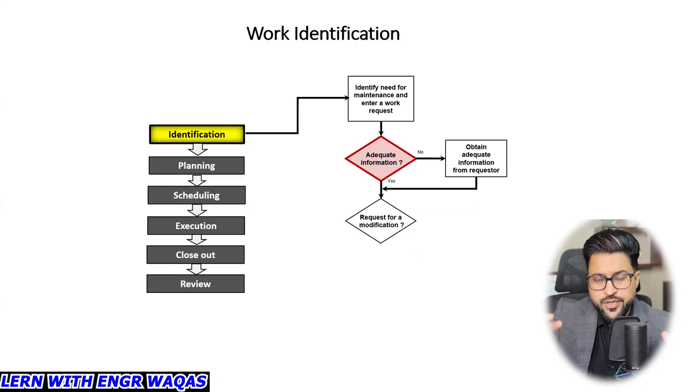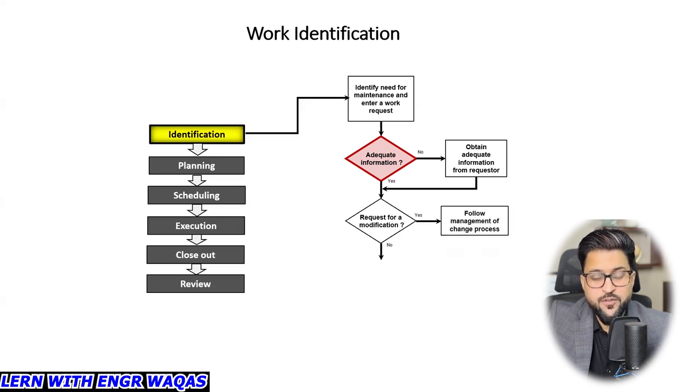Like modification, if you need some fabrication over there, or changing some pattern in that certain layout. So request for a modification: yes, they are going to respond that yes, we need modification, we need to change this pipeline layout, we need to change the position of this pump from this position to another position. So if yes, you need modification, then follow the management of change process. You can't conduct modification without approval. So you need to follow a change process, right?